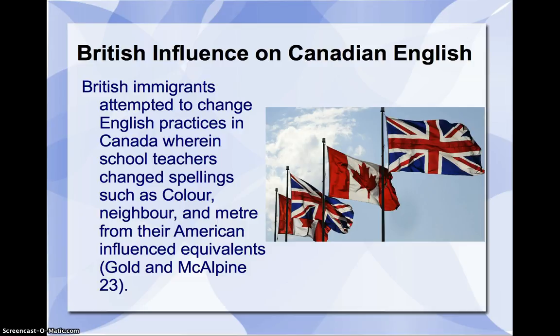Likewise, southern Canadian colonies were widely populated and influenced by England, so Canadian English adopted terms such as lorry for truck, bonnet for car hood, and boot for trunk. The primary reason for this is because Canada was the District of Columbia for many years until recent history.